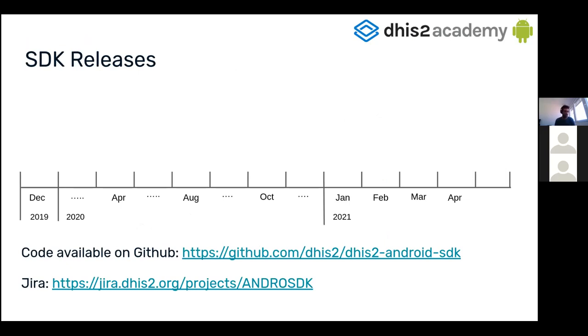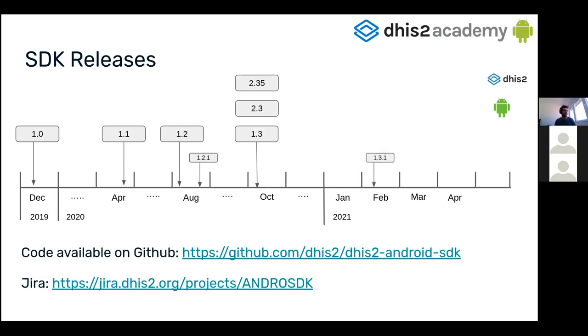The SDK is a quite new product. The first version was released in December 2019, less than a year and a half ago. In the meanwhile, we have had three versions, 1.1, 1.2, and 1.3. Since 1.3, we have aligned the release cycle with the official Android application and with the backend team. So in this case, 1.3 was compatible and was released more or less at the same time as the 2.35 version of DHIS2.